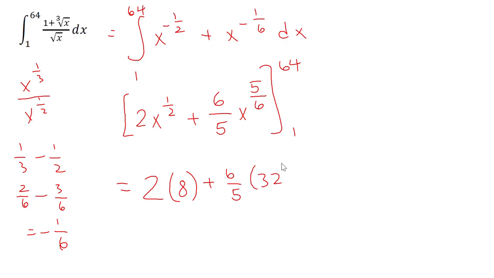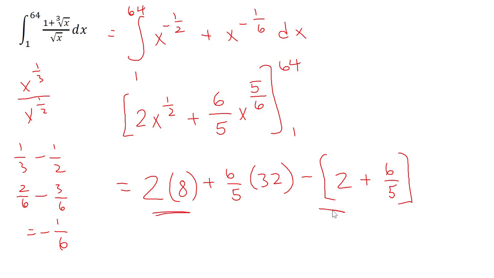So we have 32 times 6/5. And then we'll subtract from that all of this evaluated at 1. Well, the square root of 1 is 1, so 2 times 1 is 2. And then the 1 to the 5/6 power is still just 1. And so we'll just add to that 6/5. So we'll do some arithmetic here.